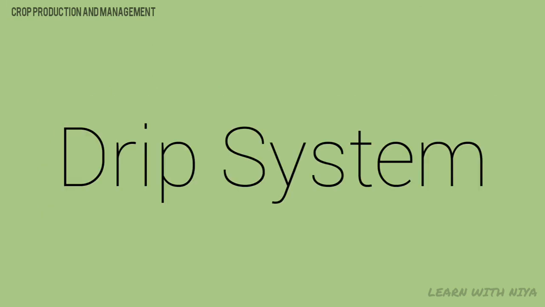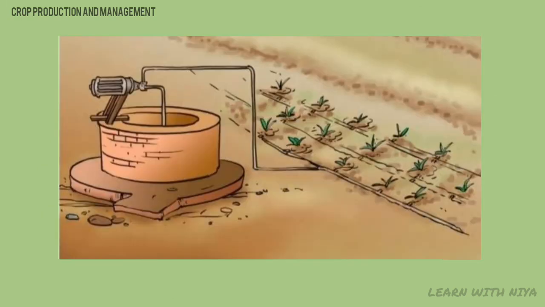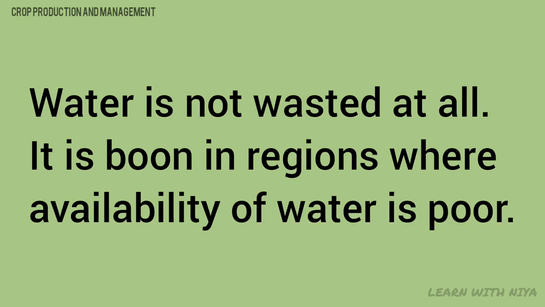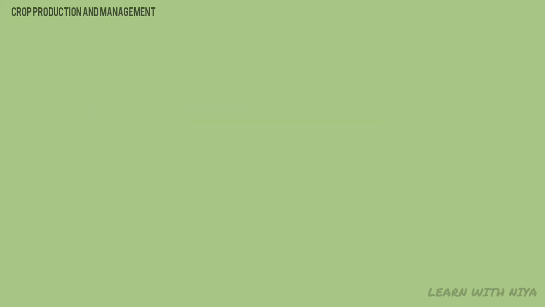Drip system. In this system, the water falls drop by drop directly near the roots, so it is called drip system. It is the best technique for watering fruit plants, gardens, and trees. Water is not wasted at all. It is a boon in regions where availability of water is poor.